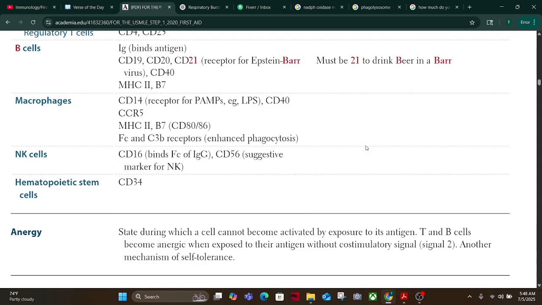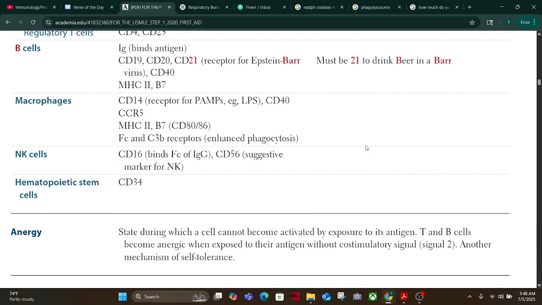Next, we have hematopoietic stem cells. They all have CD34 as a marker. Hematopoietic stem cells make all blood cells in the body, like B lymphocyte, T lymphocyte, natural killer cells, antigen-presenting cells, platelets, RBCs, neutrophils, and eosinophils. Okay, and we're done with cell surface proteins.